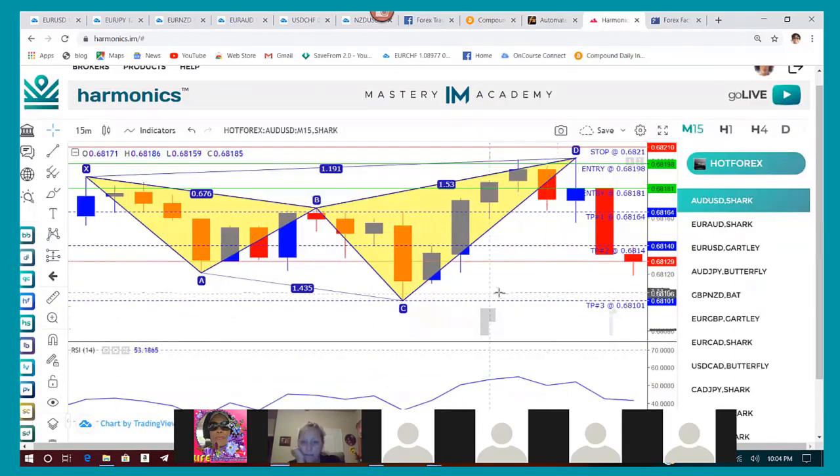This is AUD-USD. Yep. It's moving. Okay, so it's on TP2. Yeah, it's past TP2 now.